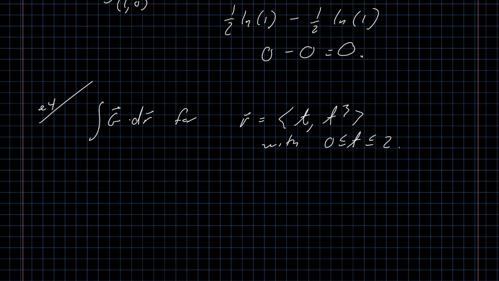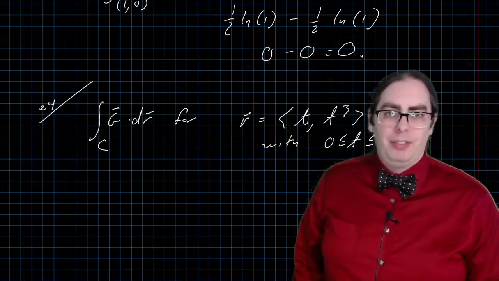All right. So here's one I would like you to try. I'm going to use the same function g, whose potential function we've already found, and I would like you to evaluate the integral of g dot dr along the curve defined by the parametric system t cubed with 0 less than or equal to t less than or equal to 2. See what you can do with that one, and I'll see you in the next video.